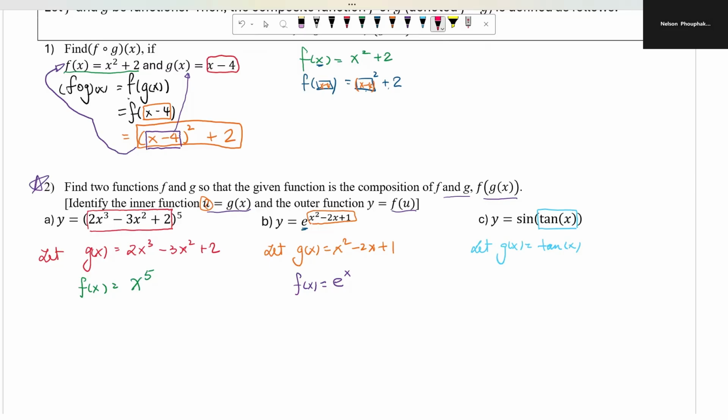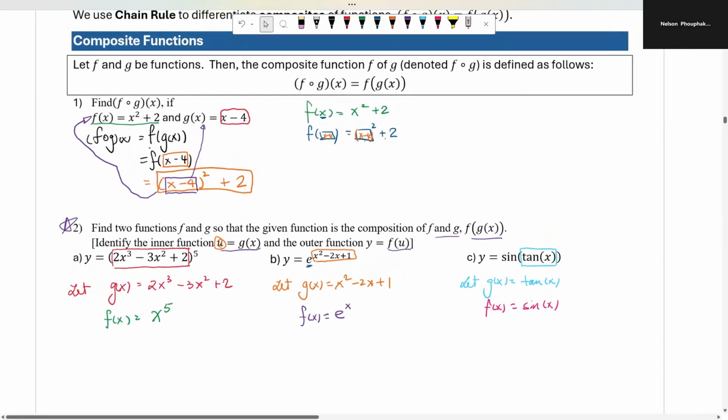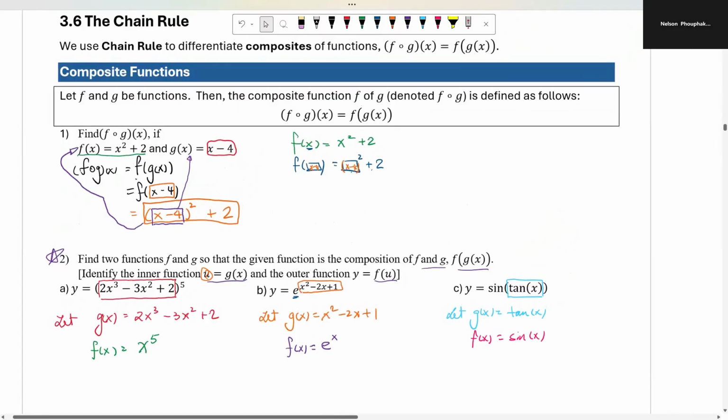Then now, what is my f function? My f function will be sine of x. So this idea right here is what we call the decomposition. In order to work with the chain rule, we have to have the sense, technique, or ability to find the inner function, which is the g function. And after we find the g function, we have to think of what my outer function is, which is the f function. So this is kind of the idea.